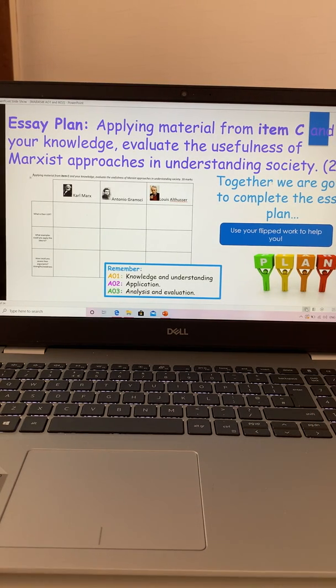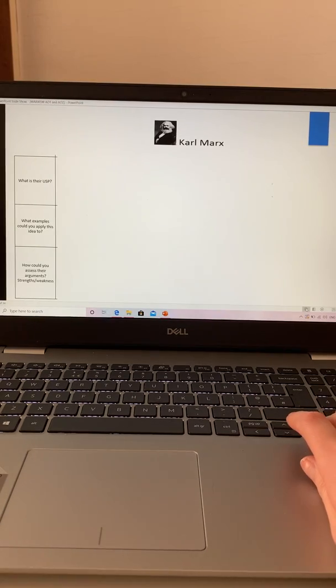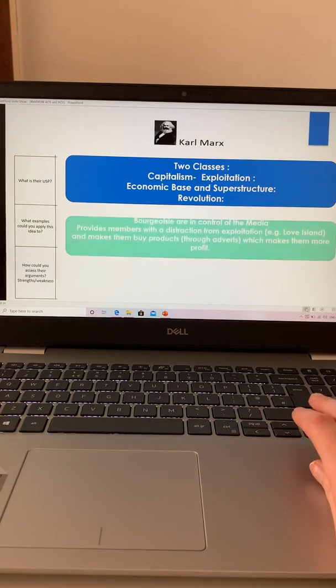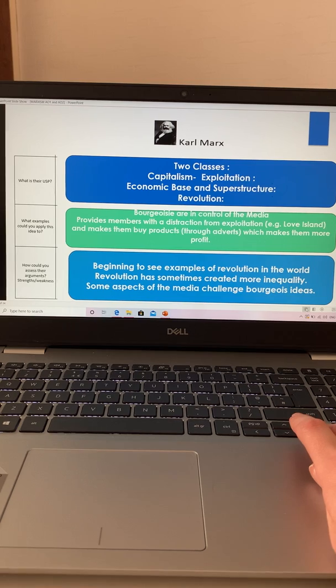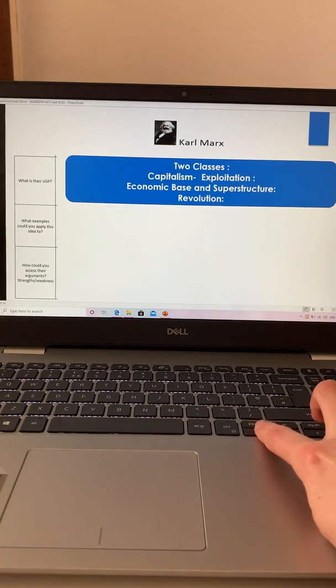So what I want you to do is to plan this question. So the one that we had right at the start: evaluate the usefulness of Marxist approaches using the item in every single paragraph, 20 marker, a brief introduction as to what you're going to talk about, and an evaluative conclusion. You're looking at 5 to 6 good detailed paragraphs. What I have done for you is a little bit of a summary on each of those sociologists. So you can always do this without looking at those.